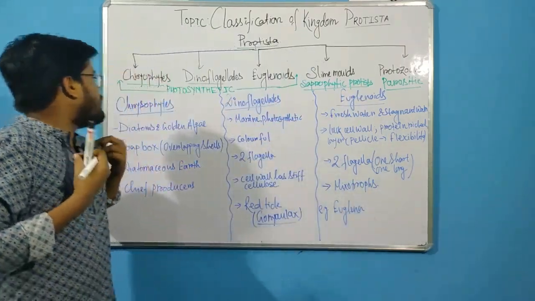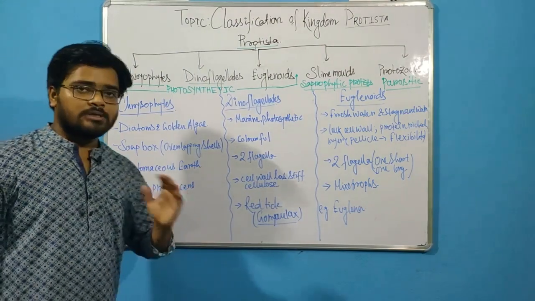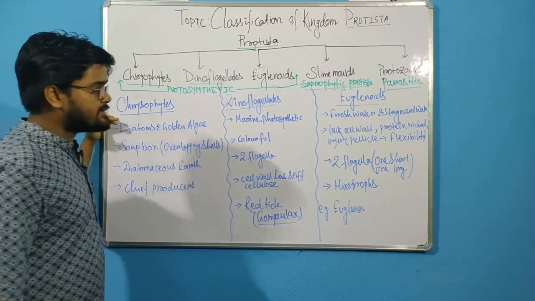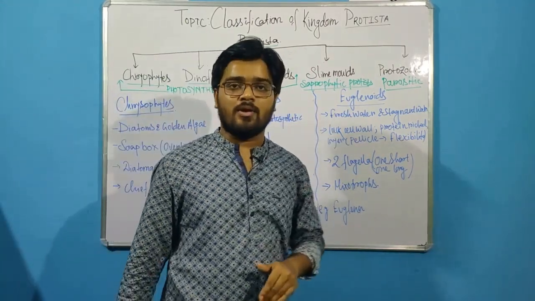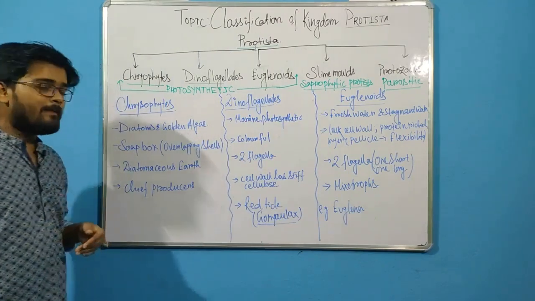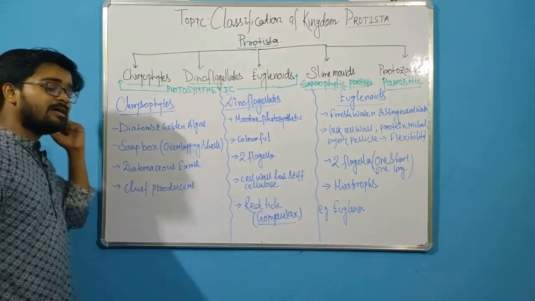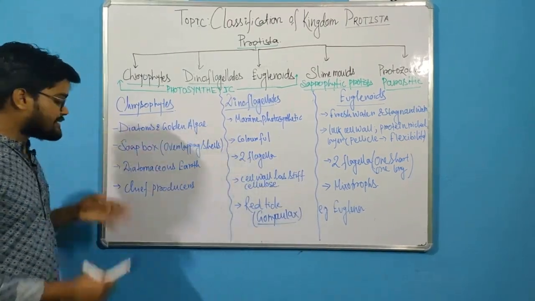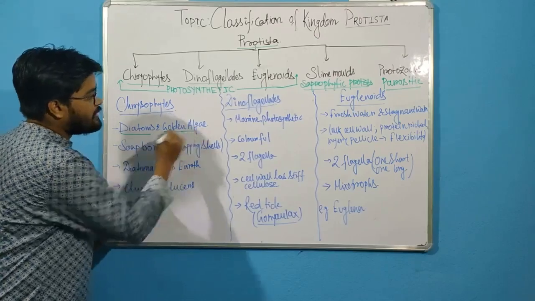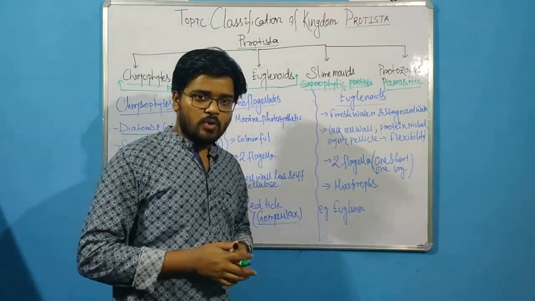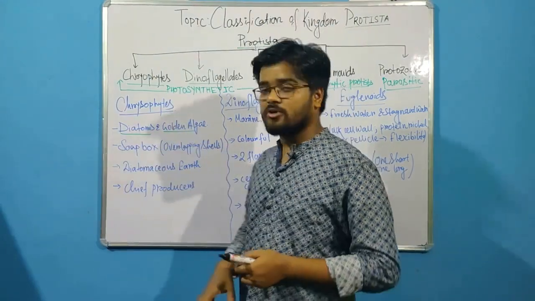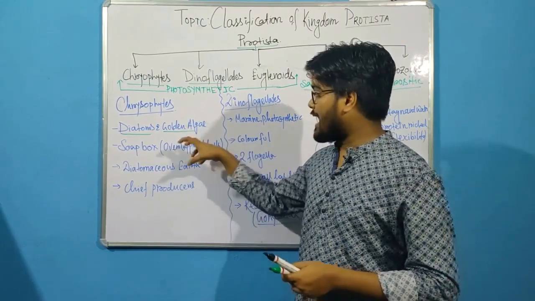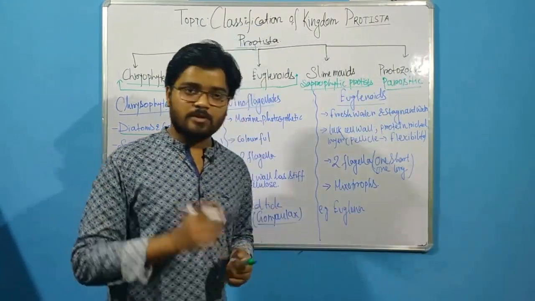Clear? In today's video we'll discuss the characteristic features of chrysophytes, dinoflagellates and euglenoids. Let's start with the basic characteristics of the chrysophytes. Majorly, chrysophytes comprise diatoms and golden algae. That means those who belong to Chrysophyta are diatoms and golden algae. Got it? Clear?